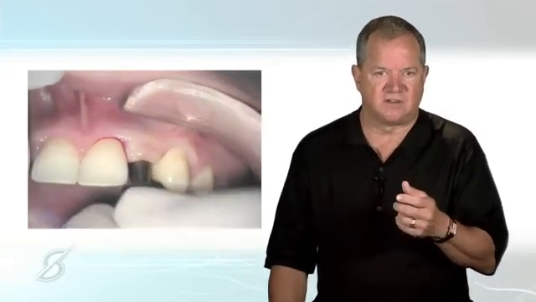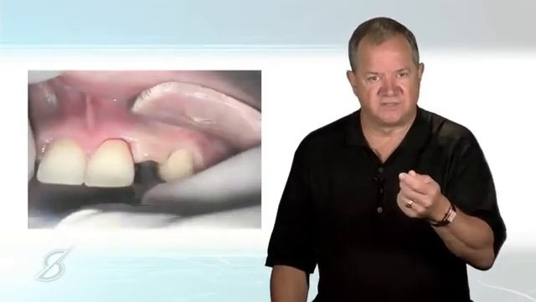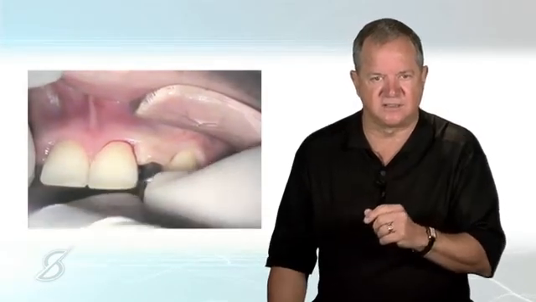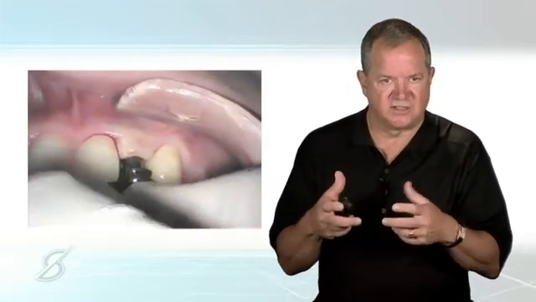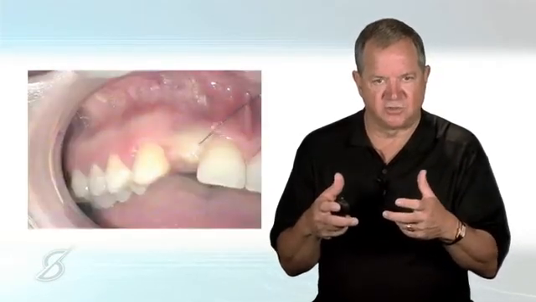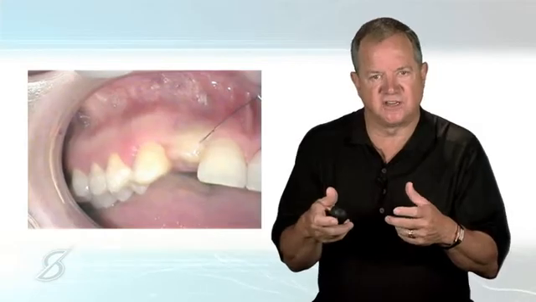And now we seat our impression coping in place, making sure it locks into the hex. And then do the same thing on the other side, injecting directly into the tissue until it turns white, and then continuing to inject until it turns white all the way to the palate.